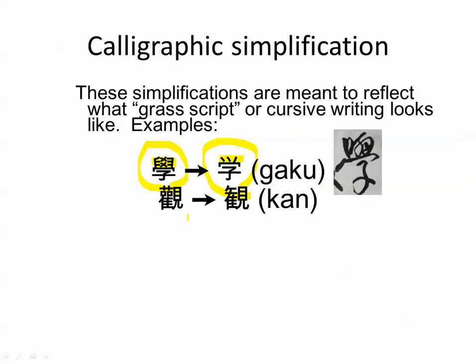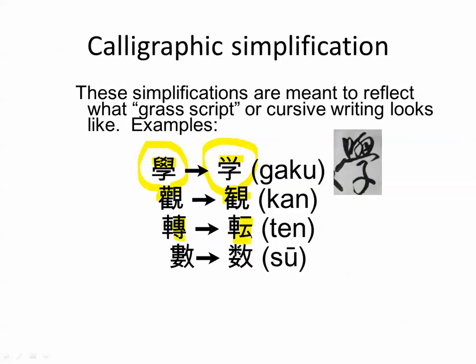Here's another example. This one's not quite so dramatic. Kan, if we take that top part and we write it in grass script, we might end up with something that looks a little simpler. Here's ten, jitensha no ten. The left side of this character doesn't change, but the right side does. If we were writing this part very quickly, we might end up with something that looks like this. Here's su or kazu, a number. Here the right-hand side doesn't change, but the left-hand side, if written in grass script, might end up looking something like this.